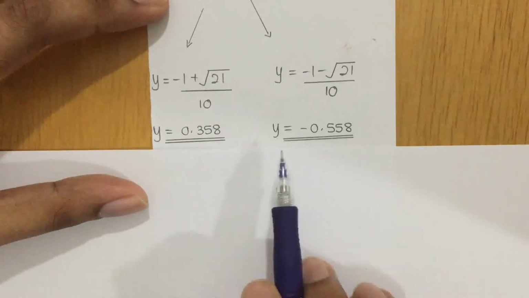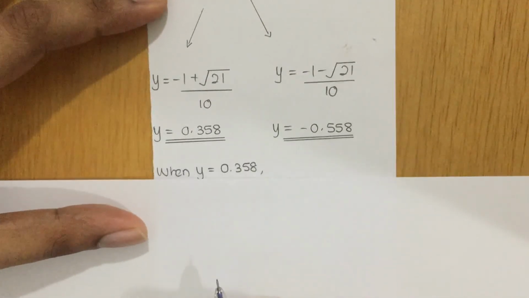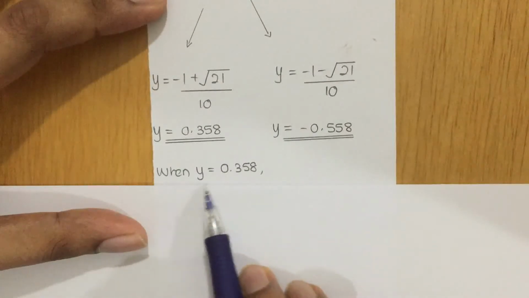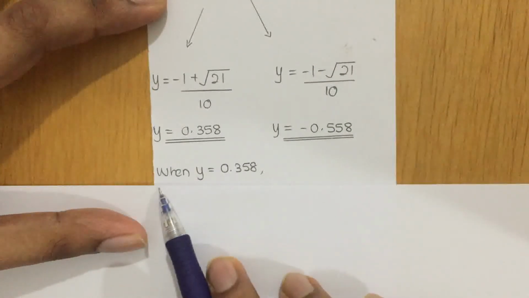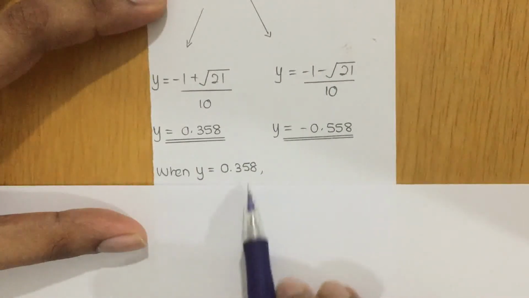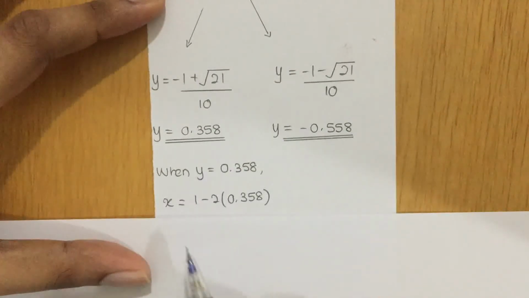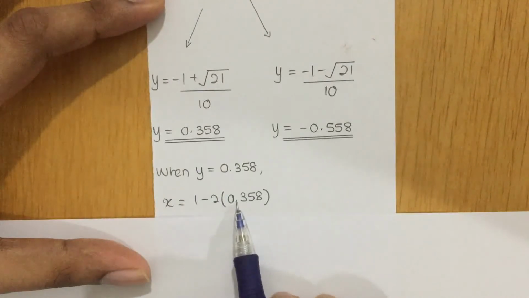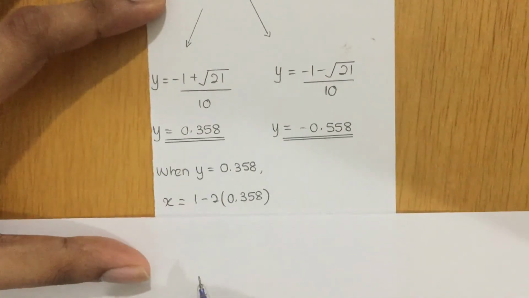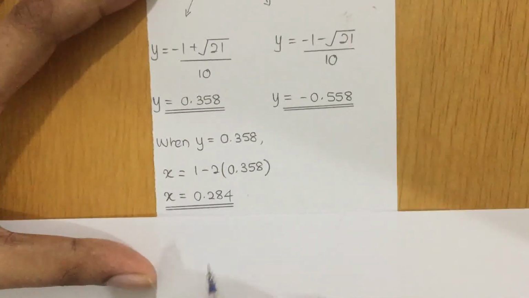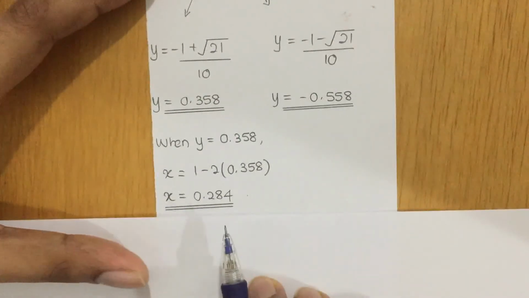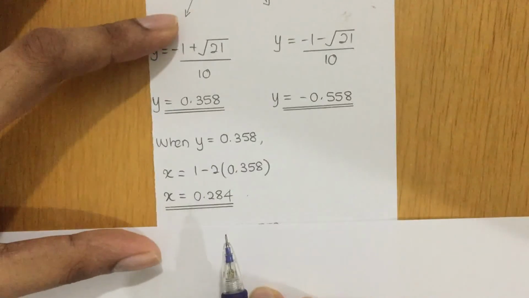So once you get the y value, what you do, you substitute back into the equation. So let's start with the first value. When y is equal to 0.358, x is equal to 1 minus 2 times 0.358. So you calculate this, you should get x is equal to 0.284. Okay, you get the first x value. Let us proceed to the second value.